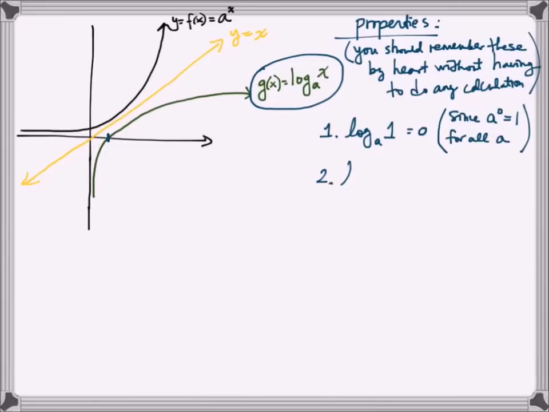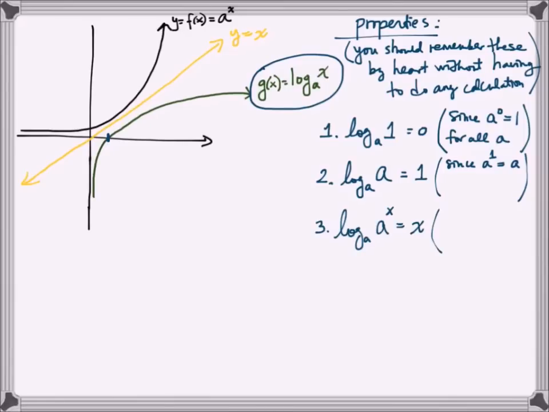Property number 2 is that log base a of the input a is always equal to 1, and this is true because a raised to the first power is always equal to itself. Property number 3 is that log base a of a to the x is equal to x, and this is because a raised to this x is equal to a to the x. That certainly is true for any a and any x.